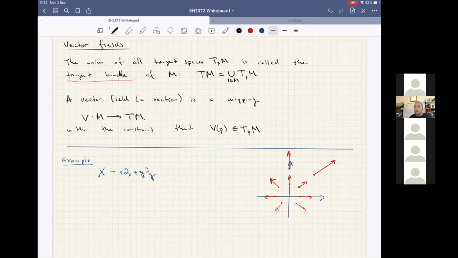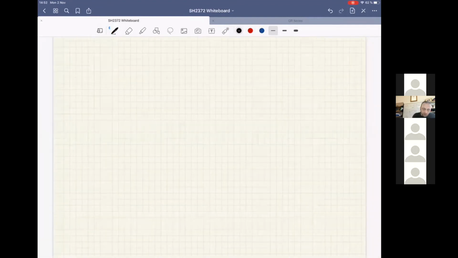Okay, we have exactly 8 minutes left to discuss the final concepts of today, and that is going to be the flow of a vector field.